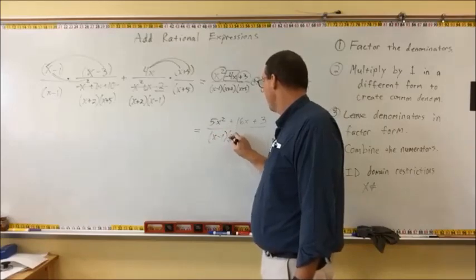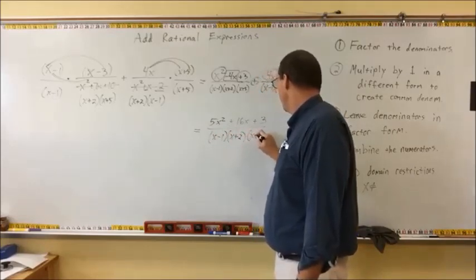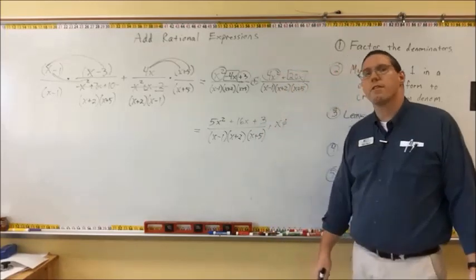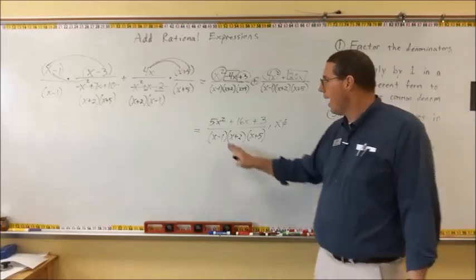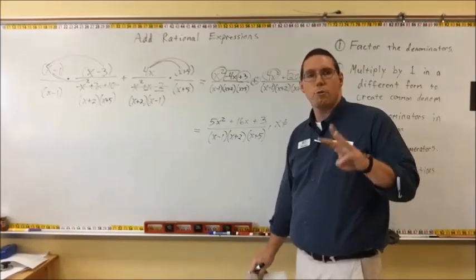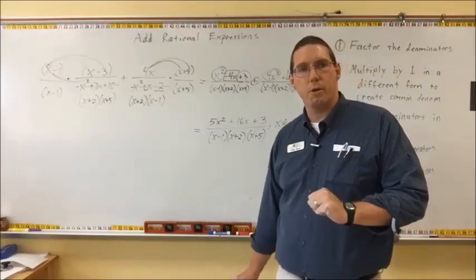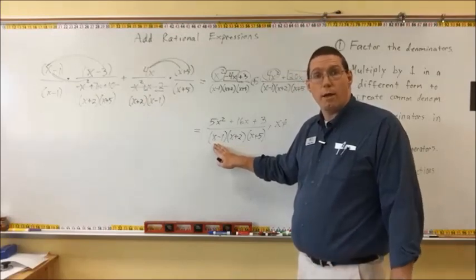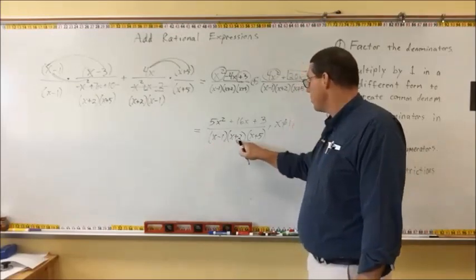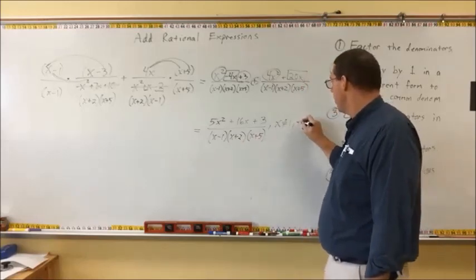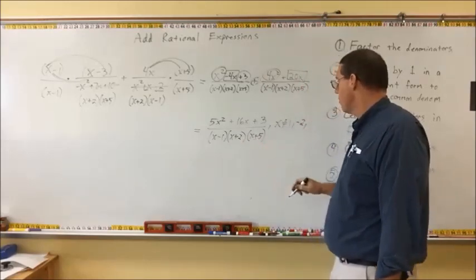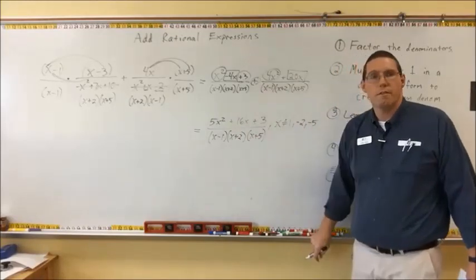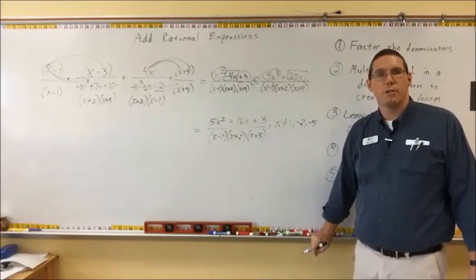X minus 1, x plus 2, and x plus 5. Last thing, and we're done. What can x not be equal to? Well, now we have three factors in the denominator. So there are three ways that the denominator can equal 0. For x minus 1, the 0 of x minus 1 is positive 1. The 0 for x plus 2 is negative 2. And the 0 for x plus 5 is negative 5. And so now this is our solution for the sum of those two rational expressions.